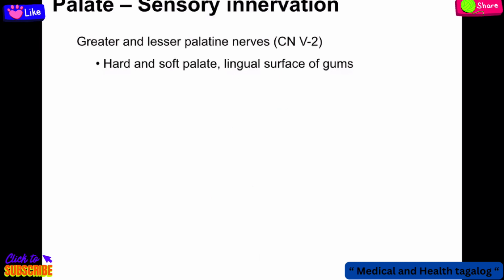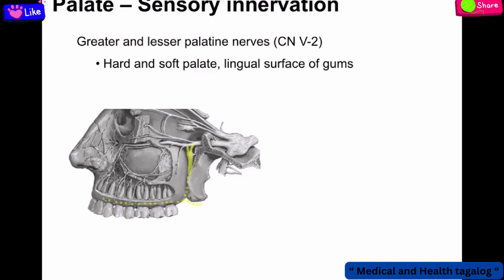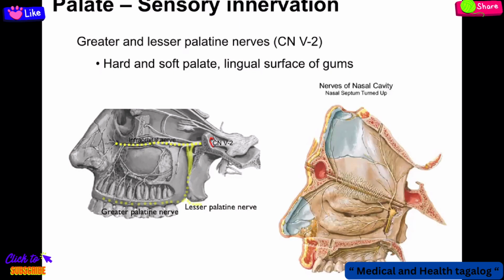Now the palate sensory innervation. So the palate's innervated by the greater and lesser palatine nerves, which are branches of V2. So the hard and soft palate and the lingual surface of the gums. There we've got our cranial nerve V2 going through the foramen rotundum, and then there's our infraorbital nerve going to the maxillary teeth and the skin of the side of the nose and bottom eyelid. And then notice that descending down are these greater and lesser palatine nerves that provide general sensory innervation of the hard and soft palate. There we have another picture showing the same thing.